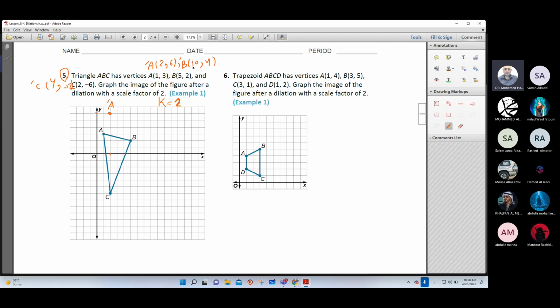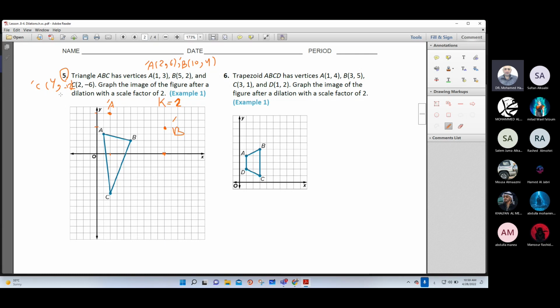Then we have B prime, 10, 4. 1, 2, 3, 4, 5, 6, 7, 8, 9, 10. And 4, 1, 2, 3, 4. So the point will be here. This is B prime.